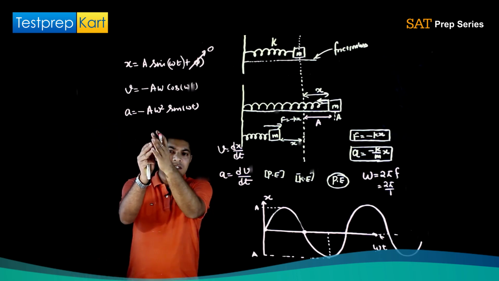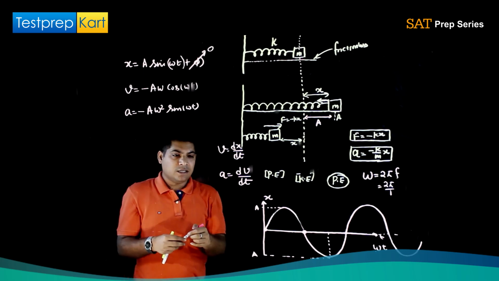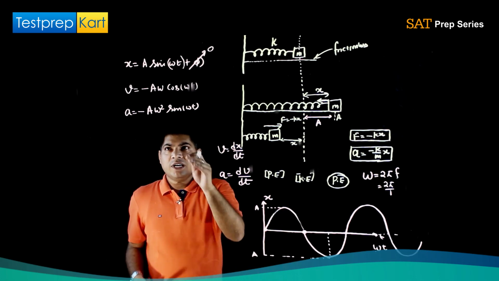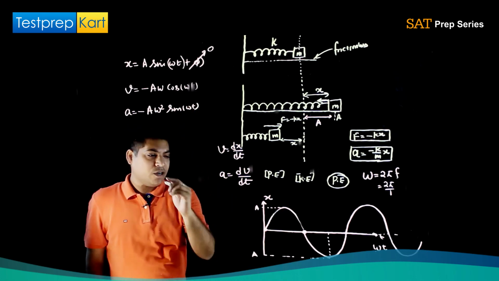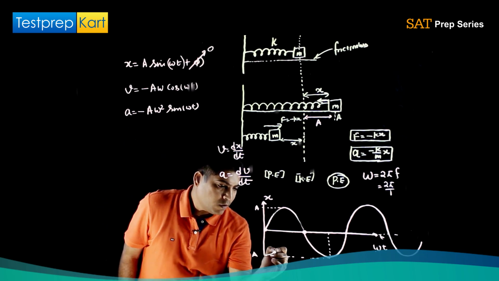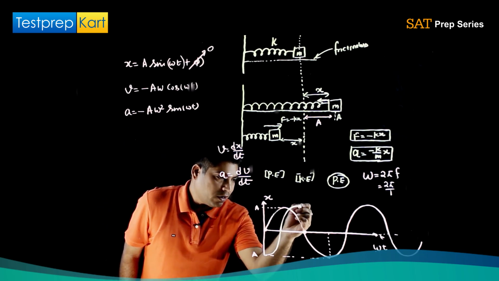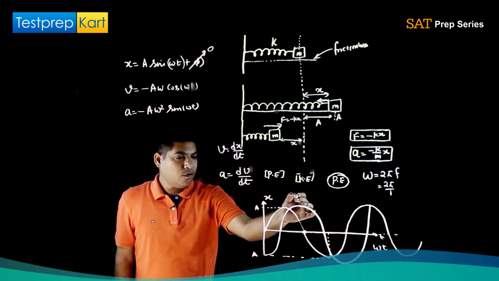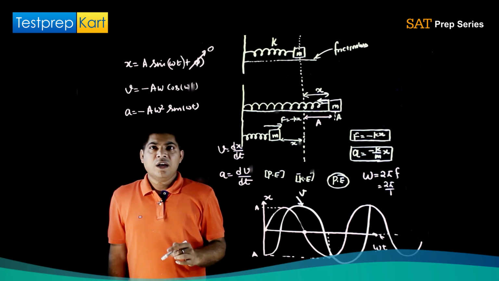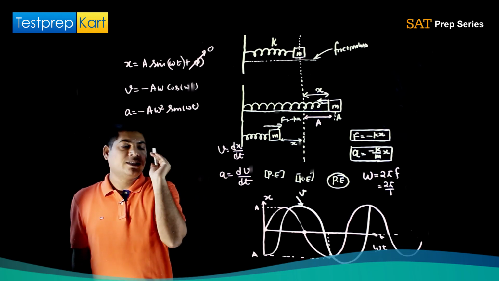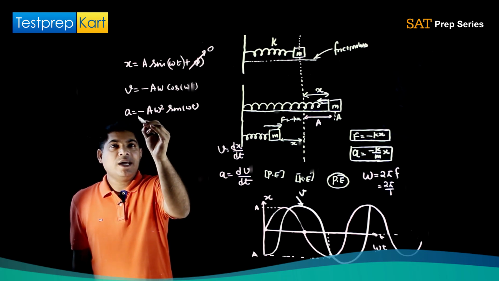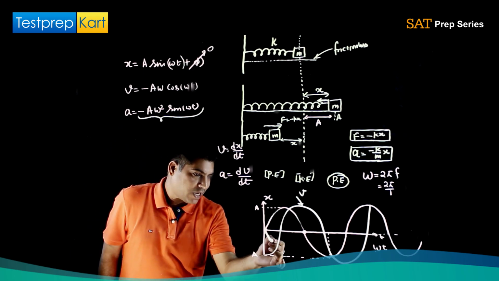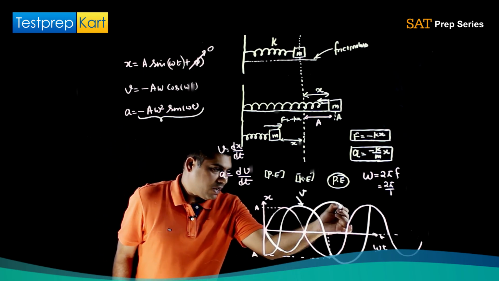Now we can plot all three parameters on this axis. We have already the graph of displacement. If we draw velocity, it's a simple cosine curve with negative magnitude. What we'll get? We'll get a graph like this. This is for velocity. Now we will try to plot acceleration. This is minus A omega square sine omega t. So it's a negative graph of sine. So we'll get a graph like this.